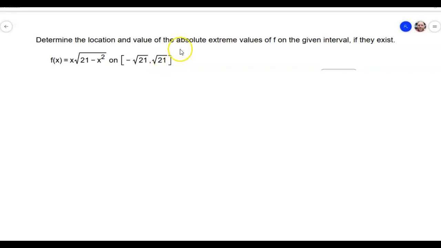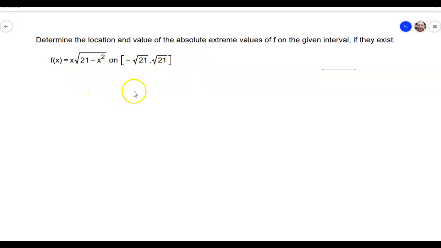It says, determine the location and value of the absolute extreme values of f on the given interval if they exist. So here's our interval, and what we want to do is check if we have extreme values. That means a highest y value and a lowest y value. So that's going to be the absolute min and the absolute max.